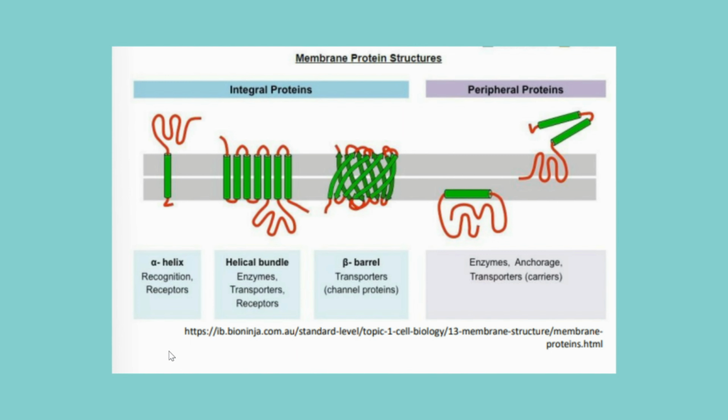Helical bundles you can see as in the form of enzymes, transporters, also receptors. Beta barrels can be seen in the form of transporters, which are also known as your channel proteins, which we will explore later in the chapter. Peripheral proteins, you can find them in the form of enzymes, anchorages, transporters, and many more.